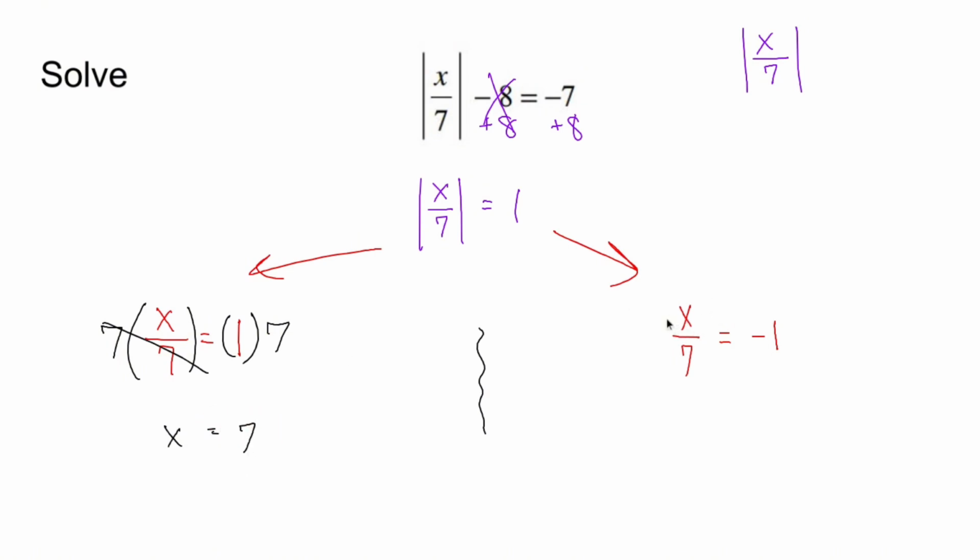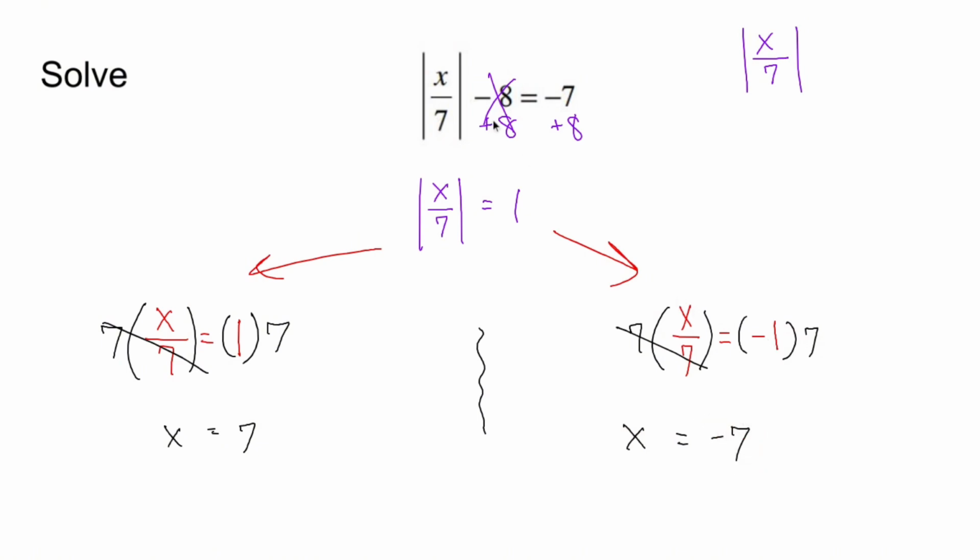X is being divided by 7. How do I get rid of divided by 7? Multiply both sides by 7, like so. That crosses out. And X equals negative 1 times 7 is negative 7.